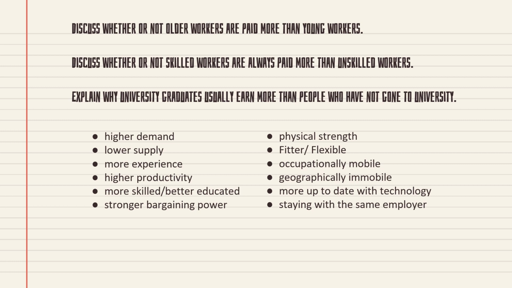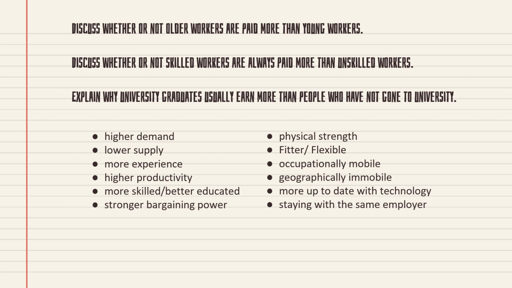For example, physical strength. So who will have more physical strength? Of course, young workers will have more physical strength. Or we can say that unskilled workers have more physical strength, so that they used to be paid more. Like that also you can write. It is up to your preference. Then we can say fitter and flexible. Who is fitter? That means who is very flexible according to the producer's needs. The employees are changing their things. For example, do you think that old workers are more flexible? I don't think so. So we can write that young workers are paid more because they are more flexible and they used to fit according to the employer's needs.